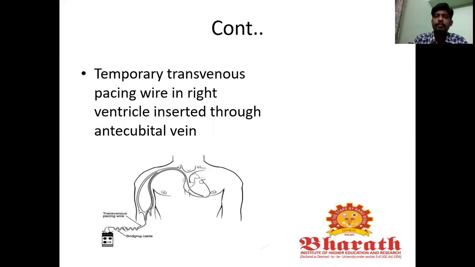This is a temporary transvenous pacing wire in the right ventricle, inserted through the antecubital vein. Here you can see this bridge cable is connected with the pulse generator, and the transvenous wire is inserted into the antecubital vein. So the pulse is generated, and the current flow passes through the vein.